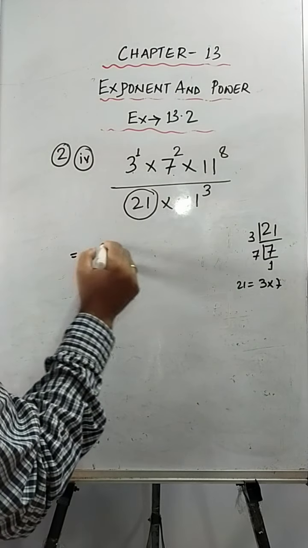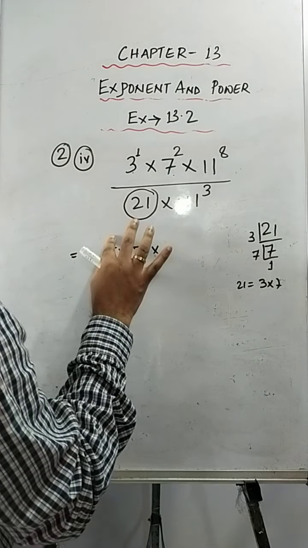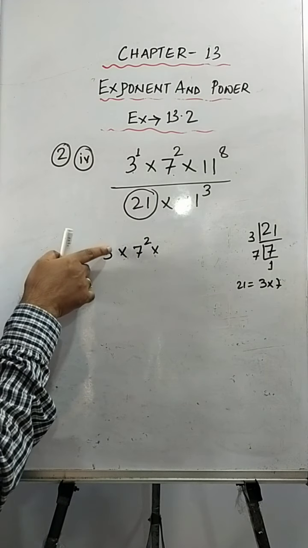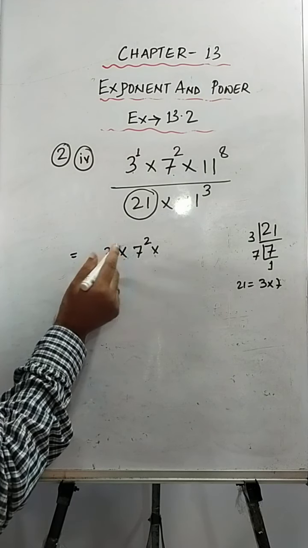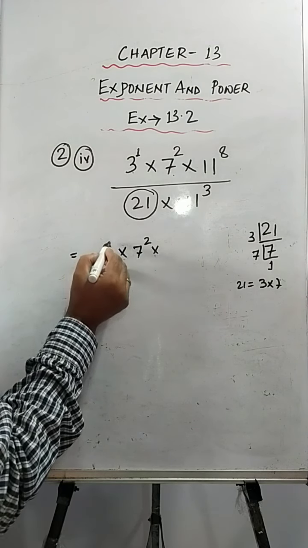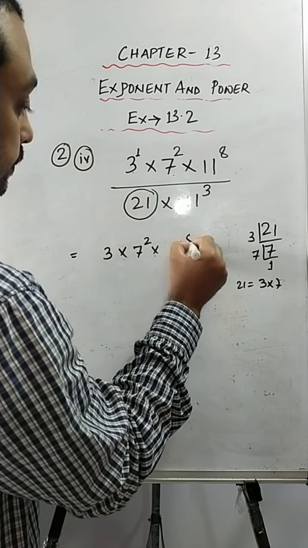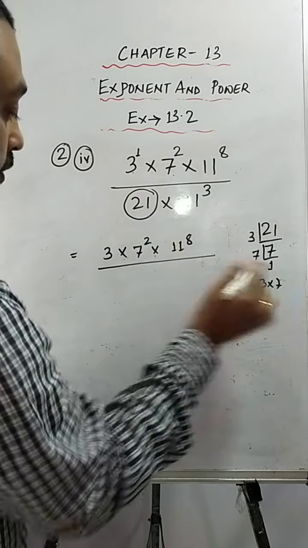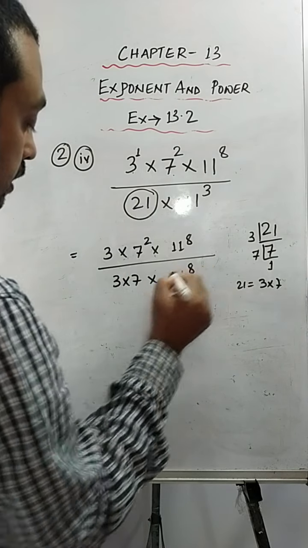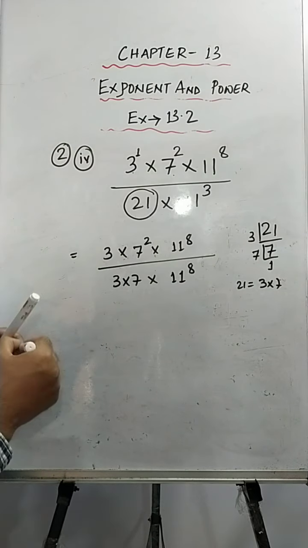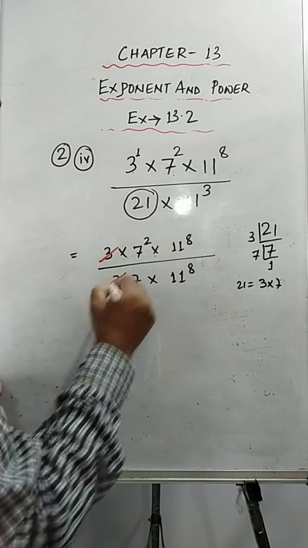So next step, 7 square. We are not supposed to write 3 to the power 1, okay? You will take that if no exponent is given on any number, that means the number is carrying 1 as an exponent. In place of 21 we will write 3 into 7 into 11 to the power. Now these two numbers are very similar to each other, isn't it? 3 and 3, so we'll cancel these two numbers.